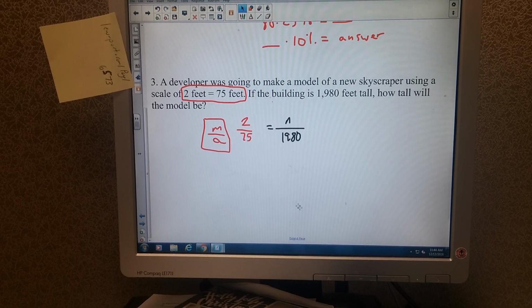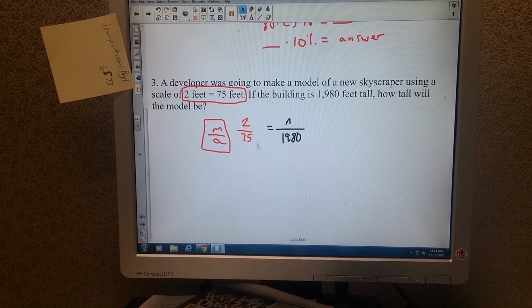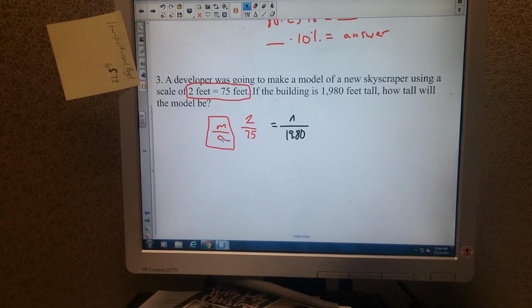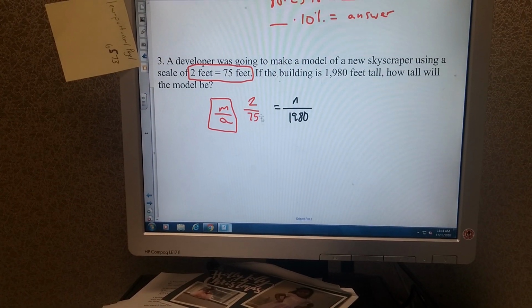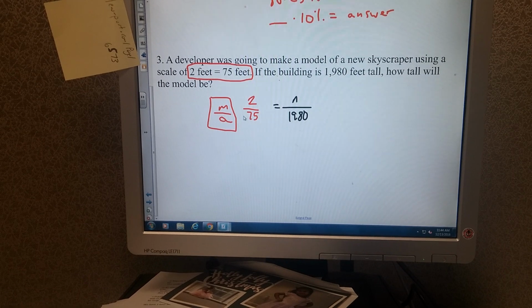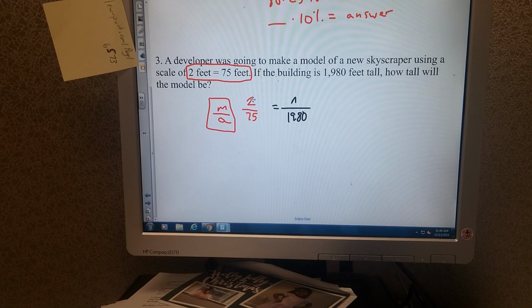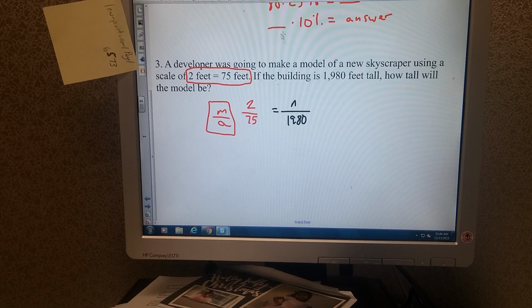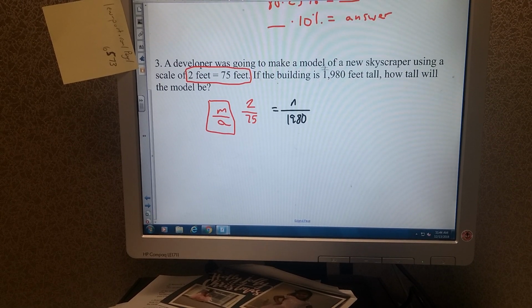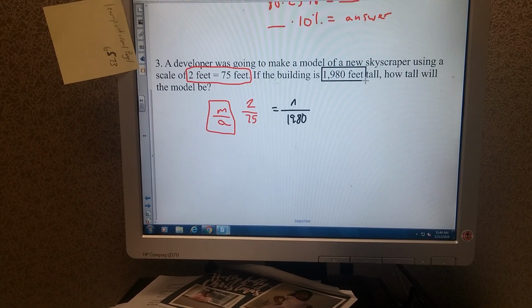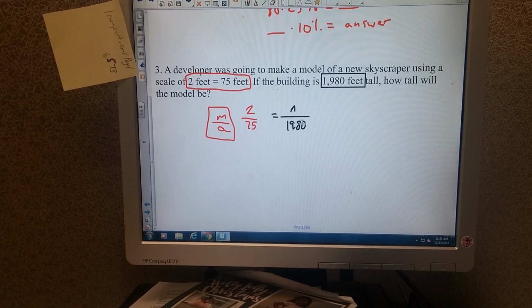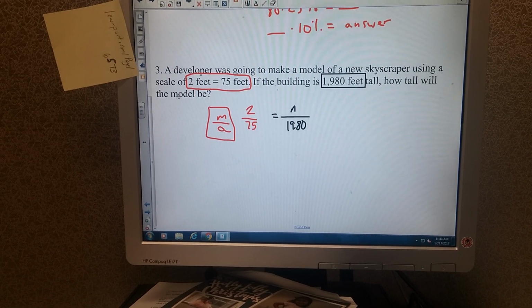Really, though, when we're thinking about this, we're talking about the size of the model and the size of the actual skyscraper. And we know that the model is going to be a heck of a lot smaller than the actual size skyscraper. So if the model is 2 feet, the actual skyscraper is 75 feet. And we know, because the problem tells us, that the real building is 1,980 feet. So that's going to go where we're keeping track of the size of the actual building. What we don't know is how tall will the model be.